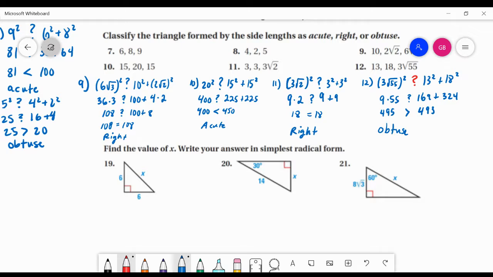Next part, find the value of x. Write your answer in simplest radical form. So we're going to use some trigonometry here. Okay, remember SOHCAHTOA. Sine is opposite over hypotenuse. Cosine is adjacent over hypotenuse. Tangent is opposite over adjacent.